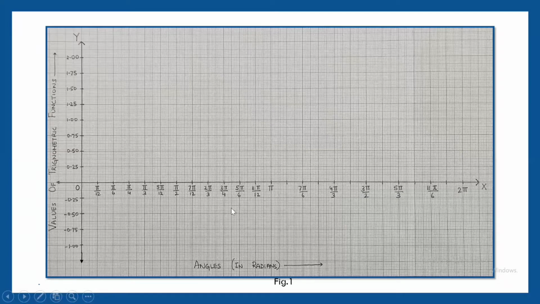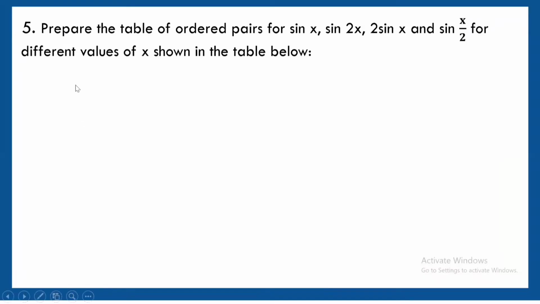Now I'll start plotting the graph, keeping in mind the various values of sin x, sin 2x, 2 sin x, and sin x by 2. So I'll make a table for that. Prepare a table of ordered pairs for sin x, sin 2x, 2 sin x, and sin x by 2 for different values of x as shown in the table below.